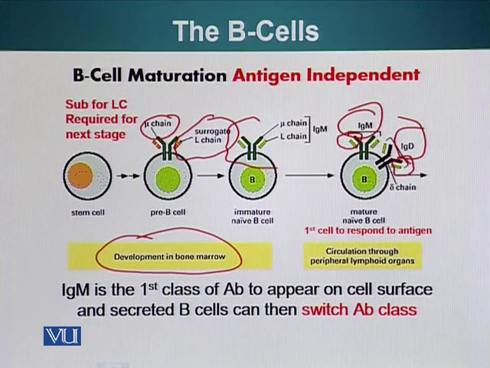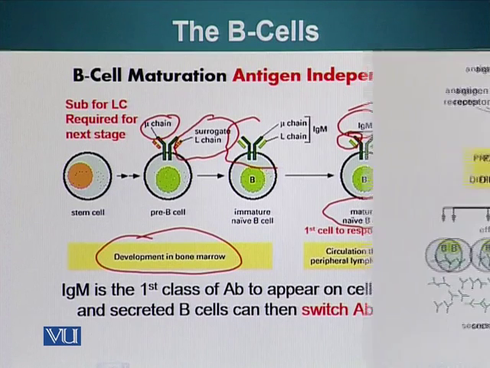So B cells move to the lymphoid organs, the peripheral lymphoid organs. That is where they mature, and now these B cells can switch classes and make different types of antibodies, or they can stay there till they're activated. This is the first type of cell, the mature naive B cell, which responds to a particular antigen. And this mature naive B cell is a resident of the peripheral lymphoid organ.